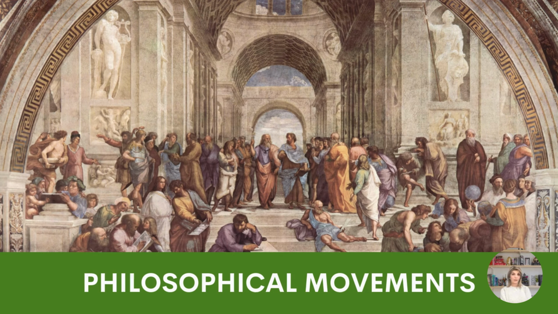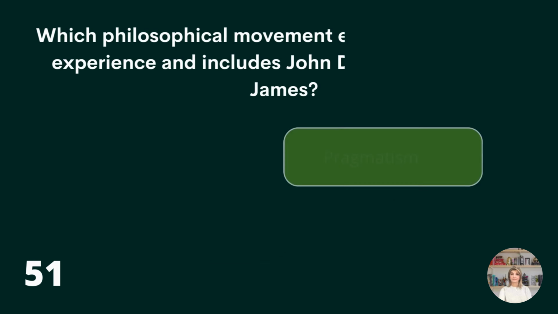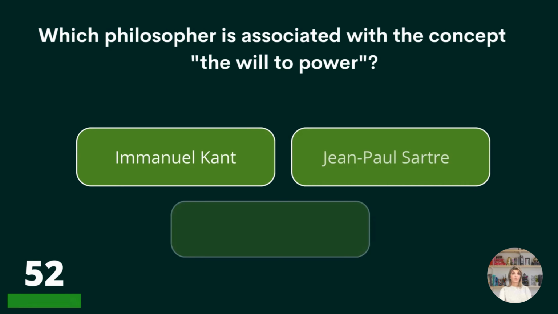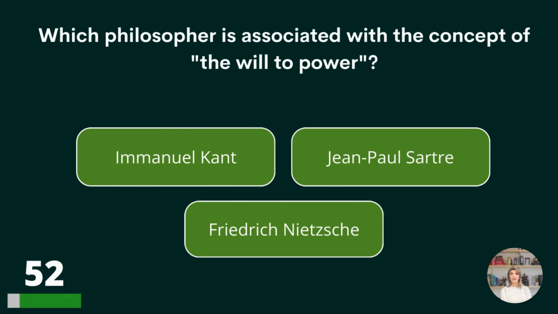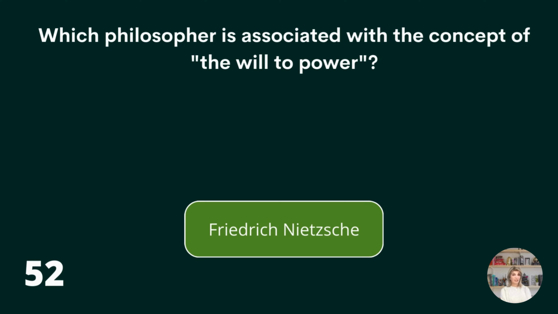Philosophical movements. For question 51, which philosophical movement emphasizes personal experience and includes John Dewey and William James? Idealism, pragmatism, or rationalism? Pragmatism. Which philosopher is associated with the concept of the will to power? Immanuel Kant, Jean-Paul Sartre, or Friedrich Nietzsche? Friedrich Nietzsche.